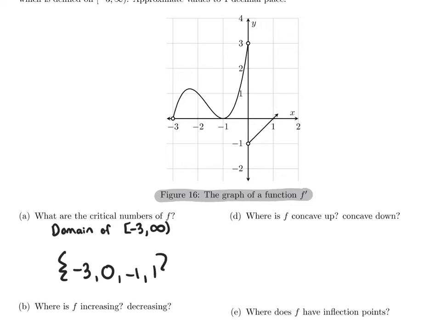Now these critical numbers just signify the possible locations of the relative extrema. There are no guarantees on where the relative extrema actually are, other than if there are relative extrema, they're going to occur at one of those four numbers.